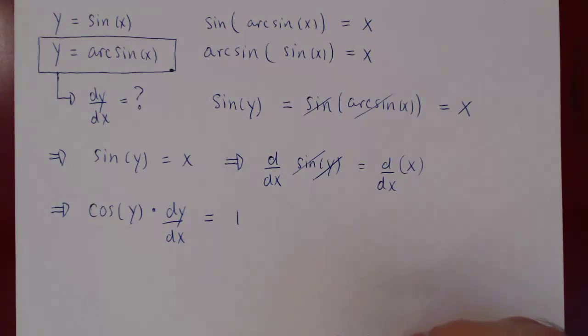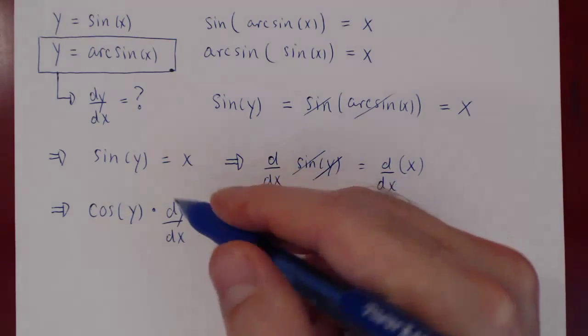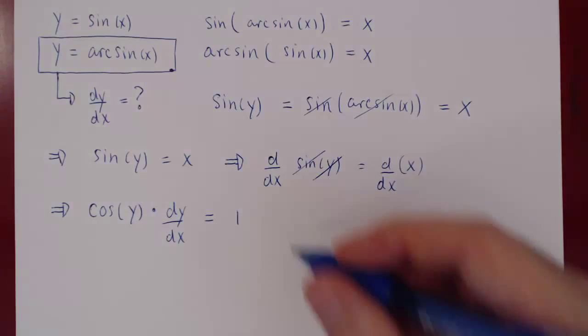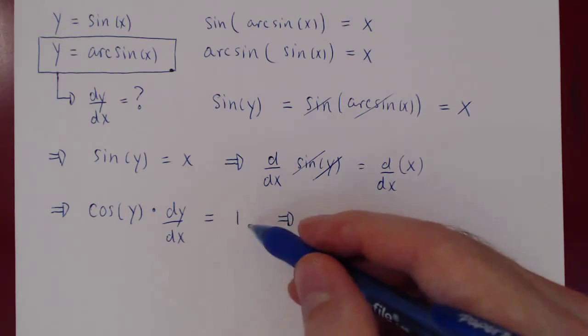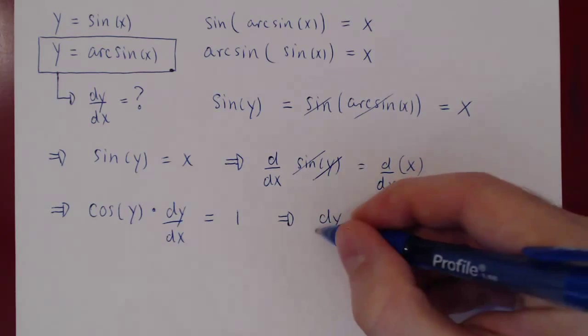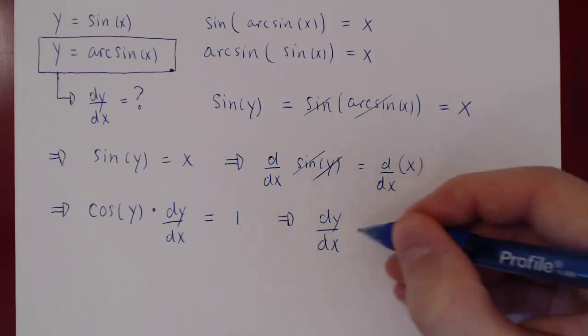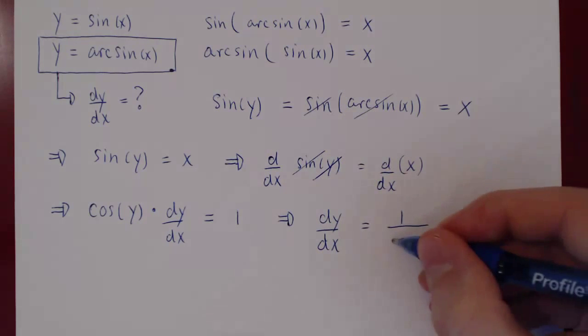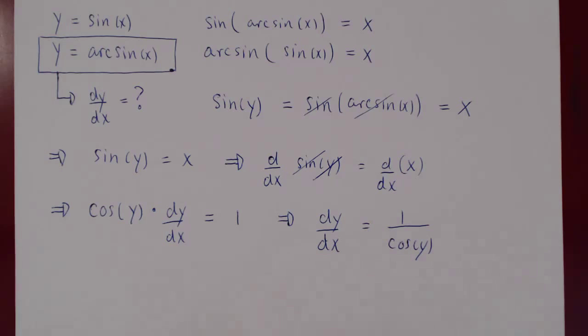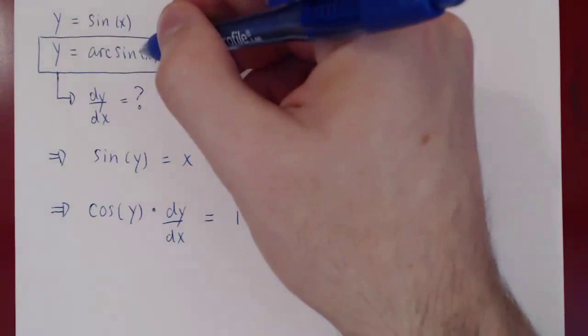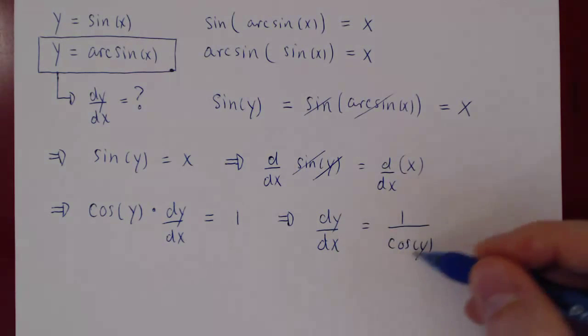And now we can isolate for dy over dx, the derivative of arcsine of x, by dividing across by cos of y. So dy over dx is equal to simply 1 over cos of y. So we had the derivative of arcsine of x, right? Y was arcsine of x, and the derivative is 1 over cos of y.